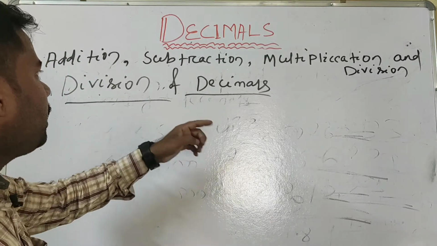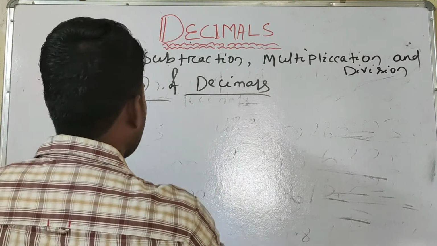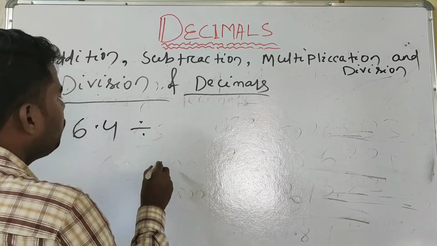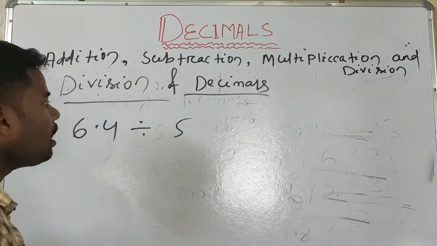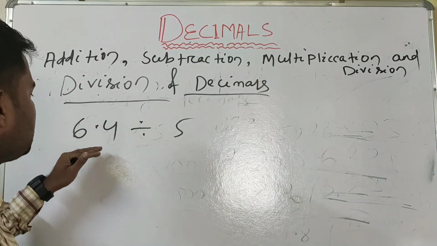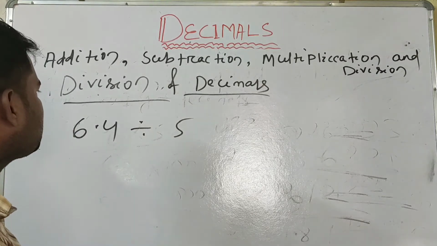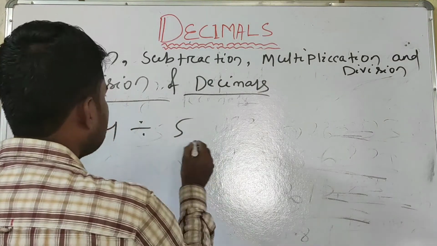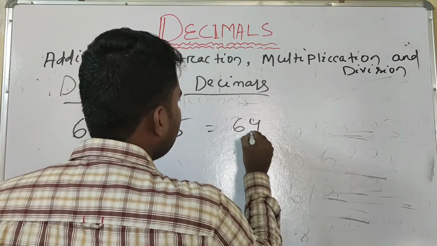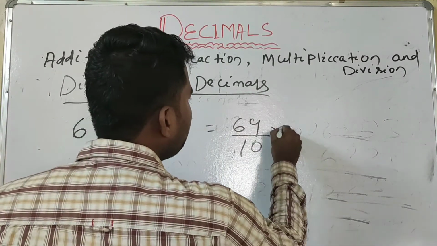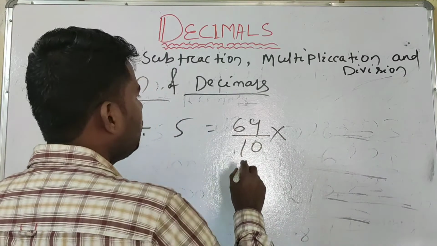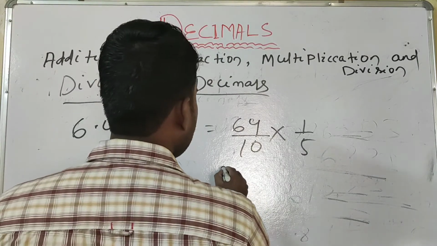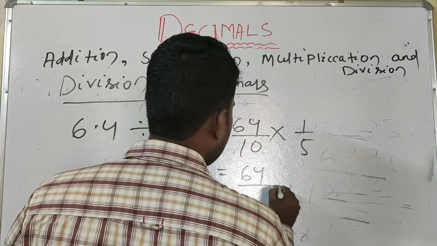Now we will learn division of decimals, so we will take one decimal number first. We will try dividing one decimal number by one whole number. Okay, how will we do it? First convert the decimal number into a fraction, and the second one we will take its reciprocal and then multiply. So 6.4 we can write as 64 by 10, and then we will put a multiplication sign, and this one we will take its reciprocal. Okay, then we can write this as 64 by 50.